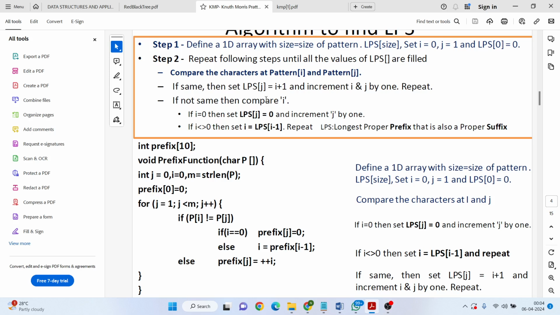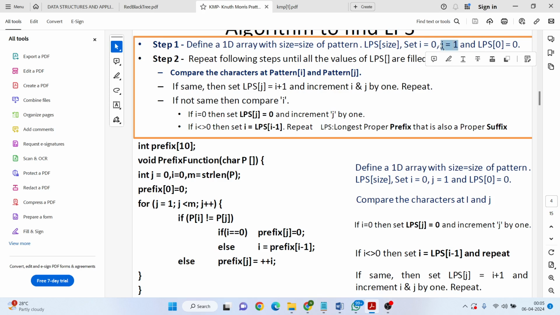The algorithm goes like this. First we need a one-dimensional array which is initialized with the size of the pattern, and we are going to compare characters. For that, two indexes are required. Let i be one index, j is the second index. i starts with 0 because we are going to start from the first character.